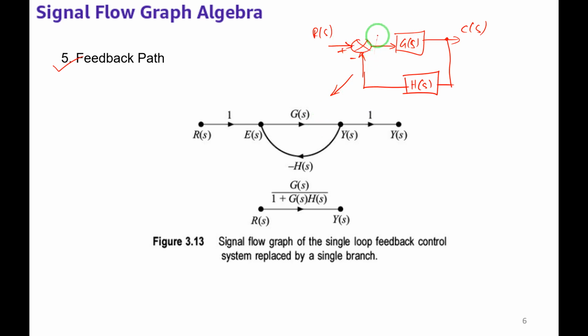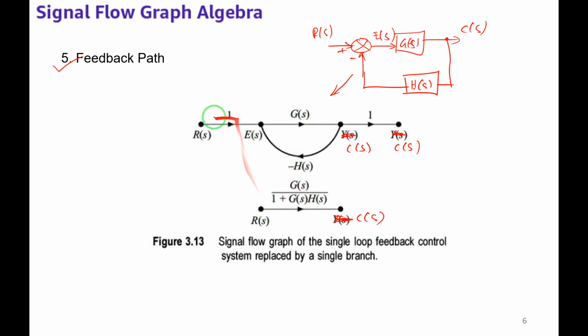So this is the error signal E of s. And instead of Y of s, it is C of s actually, the output. So here also it is C of s. This represents the signal flow graph of a closed loop system, a simple closed loop system. It has a feedback path here. G of S is the forward path element and H of S is the feedback path element. We want to eliminate this feedback loop.